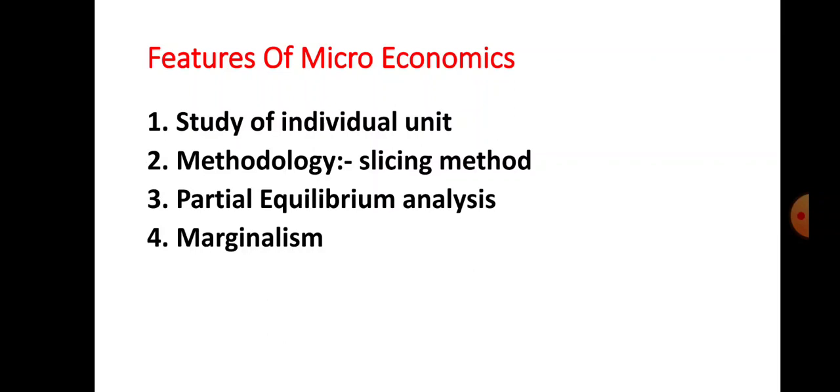Now let us see the third feature of microeconomics, partial equilibrium analysis. What is partial equilibrium analysis? In microeconomics, the primary step is independence, and after that it tries to show the functional relationship between two variables. That is known as partial equilibrium analysis. The next feature of microeconomics, number 4, is marginalism. So which principle is used by microeconomics? That is the marginalism principle. What is marginalism? It means the change brought about in total by a marginal unit.